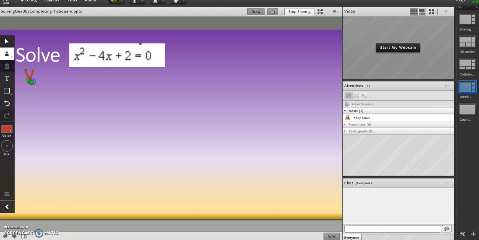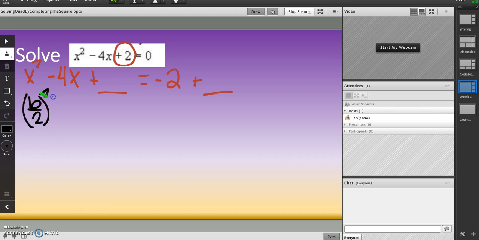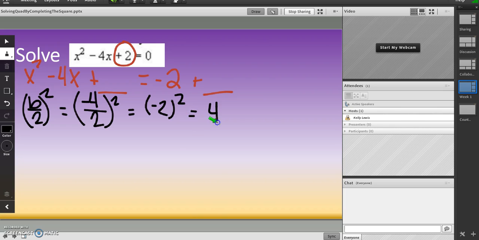Alright, so x squared minus 4x plus blank. I need to move him over. When I move him over, he becomes negative plus blank. In that blank, I'm going to do b over 2 squared. So b is -4 over 2 squared. -4 over 2 is -2. Still need to square it. So -2 times -2 is +4. So in that blank, I'm going to write +4.